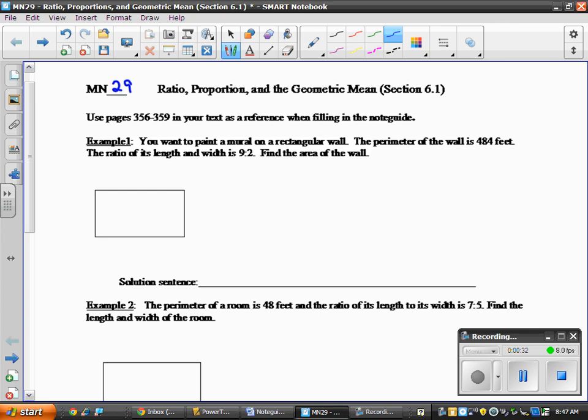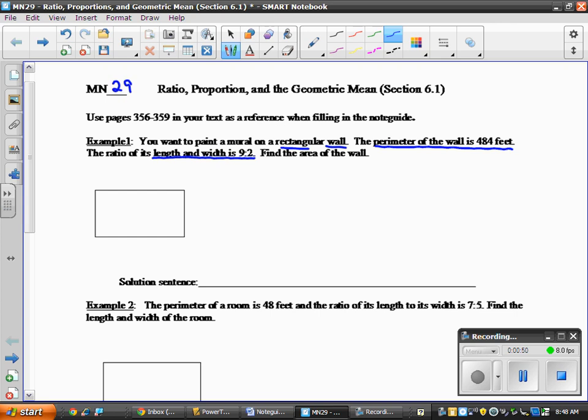Example 1 in your note guide says you want to paint a mural on a rectangular wall. The perimeter is 484 feet. The ratio of its length to its width is 9 to 2. Find the area of the wall.